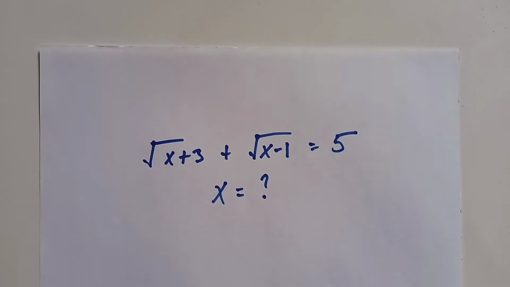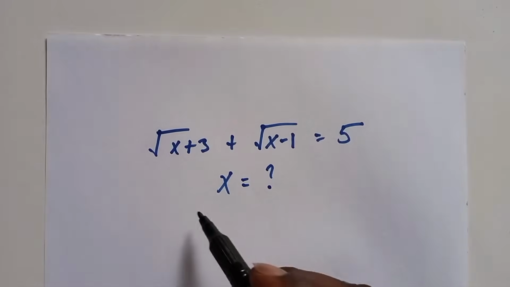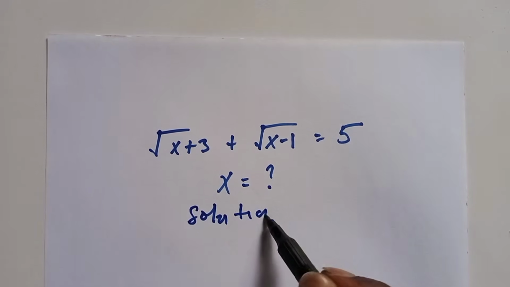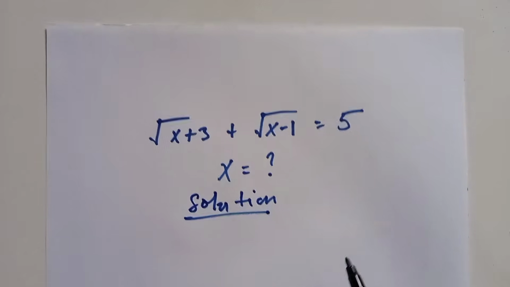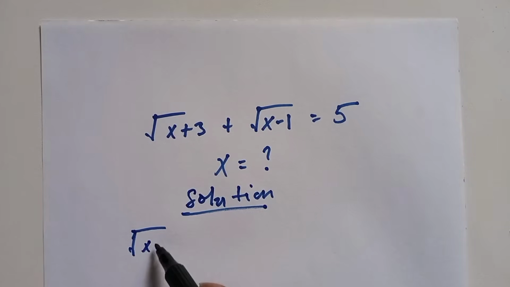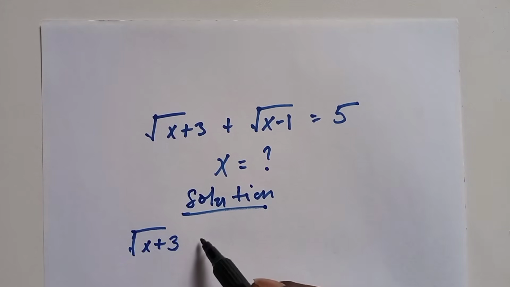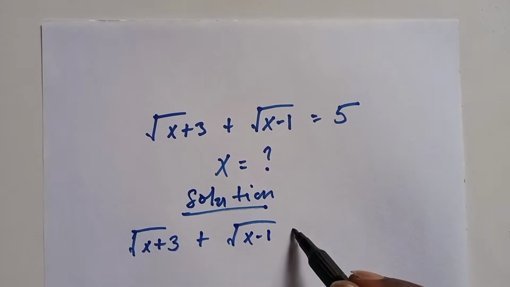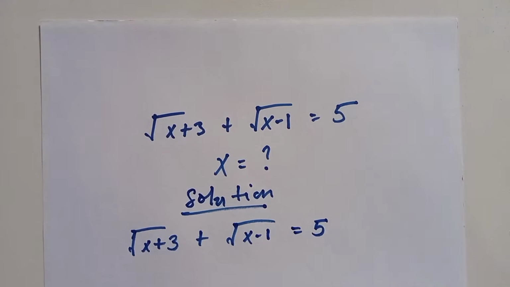Today we are going to solve this interesting equation: root x plus 3 plus root x minus 1 is equal to 5, for the value of x. So, solution from here. We have our equation root x plus 3 plus root x minus 1 is equal to 5.